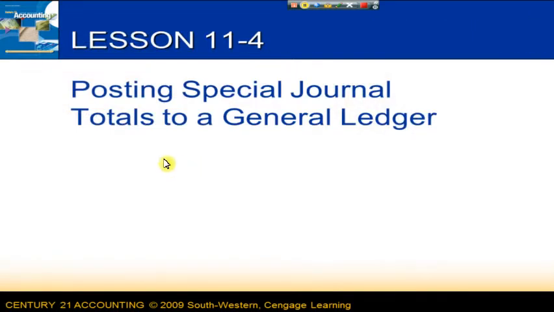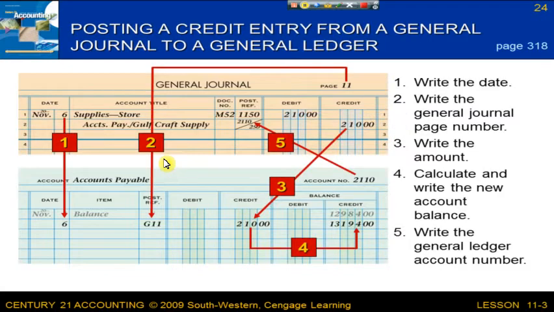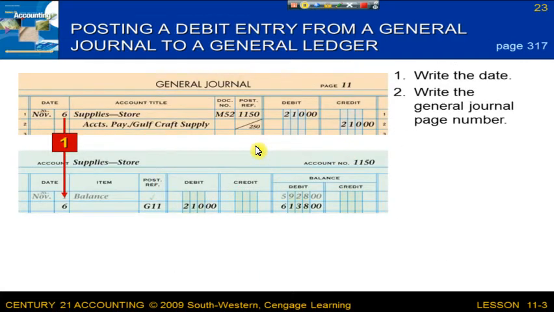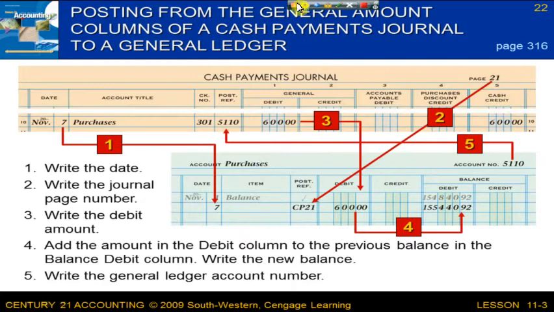A couple things to remember, that the separate amounts listed in the special account columns of our cash payments journal are not posted individually. So if I go back to our cash payments journal here, remember these special accounts will not be posted individually. They are only posted as totals at the end of the month, and that's what we will be working on tomorrow.